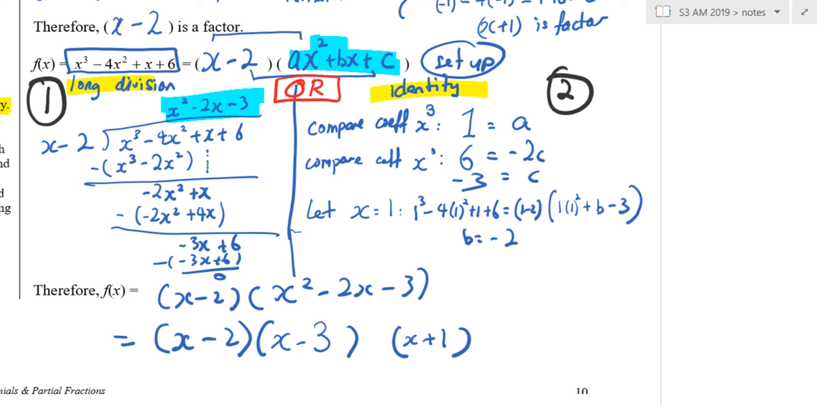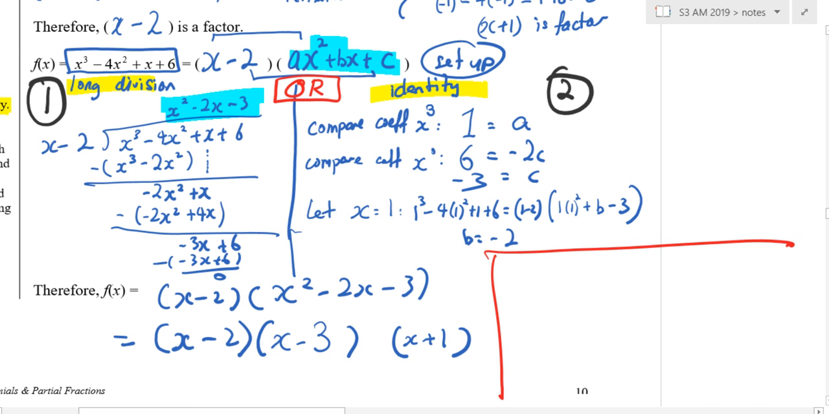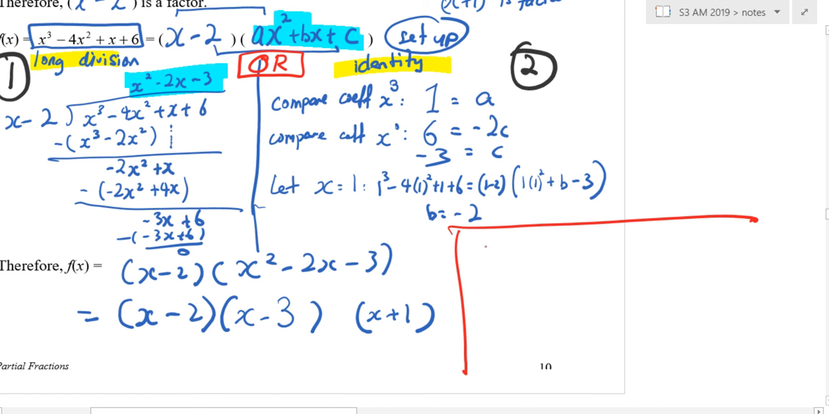You got b equals to 2. I need to come to you and check. I will circle your mistake for you to see. Now, can everyone take out a red pen and write this important thing? Write this important thing.